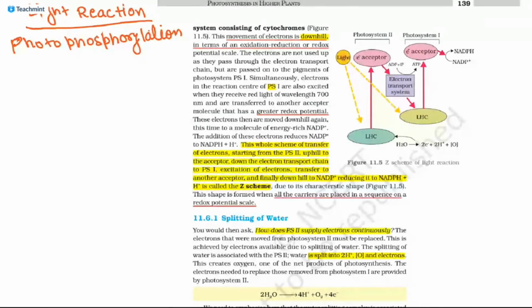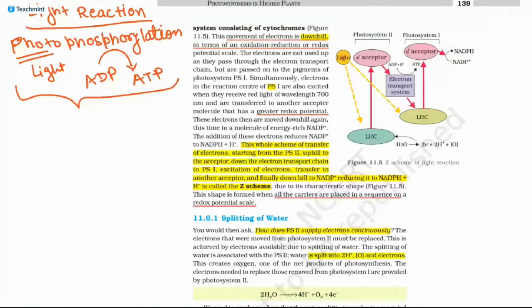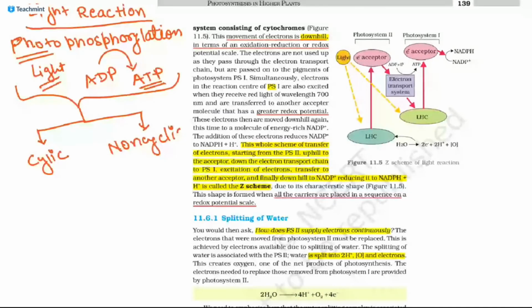Photophosphorylation, right? Photo means light, and phosphorylation means formation of ATP from ADP. So we can say photophosphorylation is the light reaction in which ATP is formed with the help of light. Now, this photophosphorylation is divided into two types: cyclic photophosphorylation and non-cyclic photophosphorylation. Both are part of the light reaction, because photophosphorylation itself is a part of the light reaction.